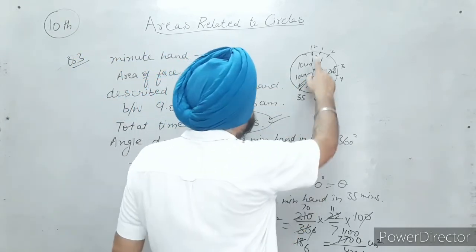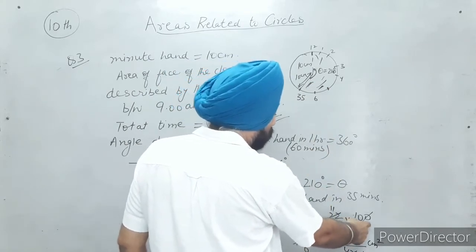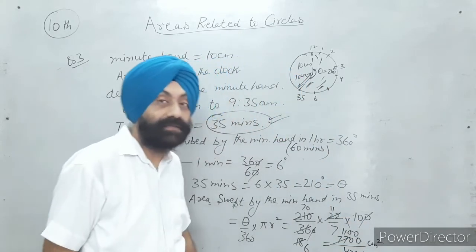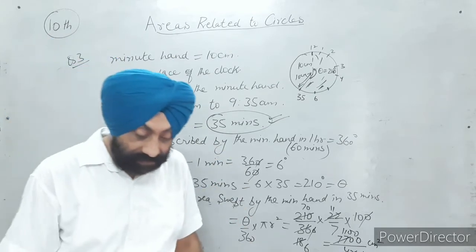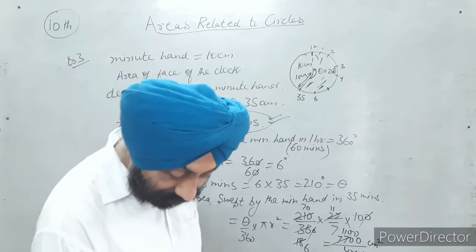The radius was 10, it was corrected. 10 square is 100, so calculate this value. Thus you get area swept by minute hand in 35 minutes. This was another very important sum.